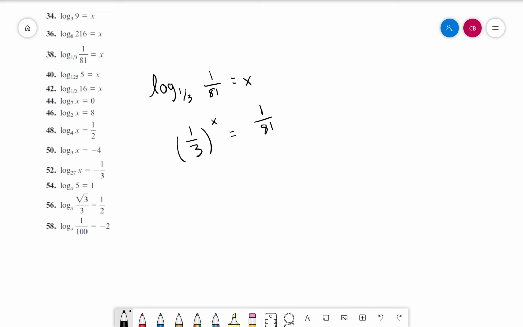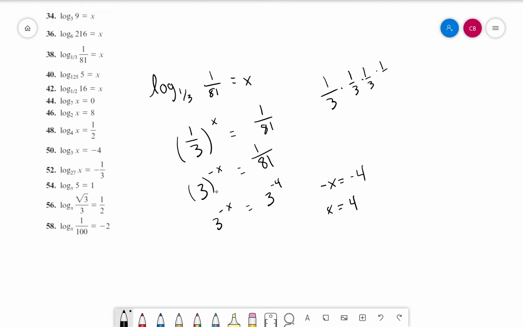And so remember, this is just 3 to the negative x is equal to 1 over 81, which is just 81 is 3 to the negative 4. So then negative x is equal to negative 4, which means x is equal to 4. And let's check that out: 1/3 times 1/3 times 1/3 times 1/3. This is 1/9 times 1/9, 1 over 81, and so x equals 4, so the value there is 4.